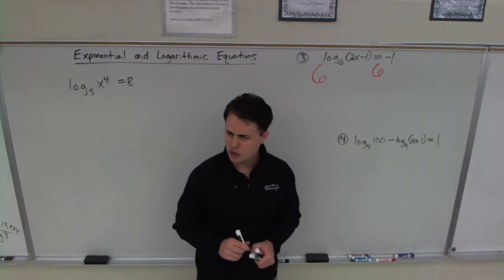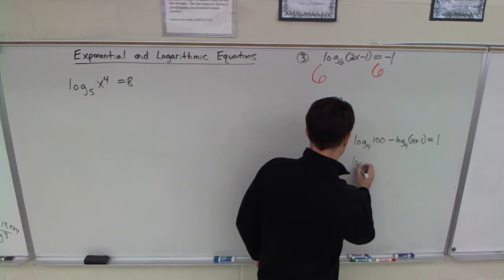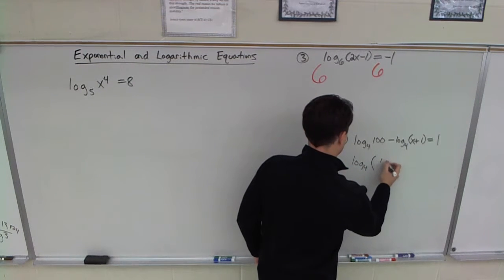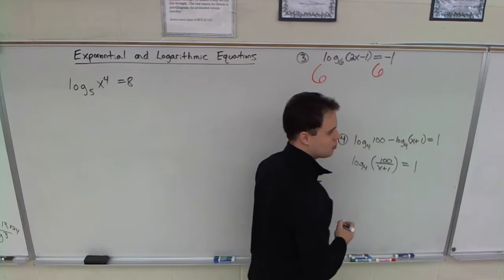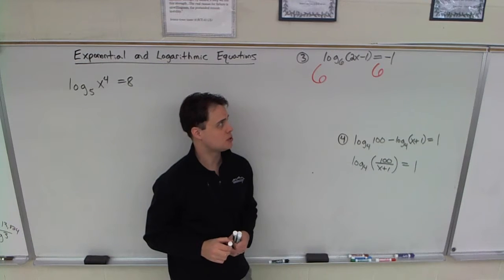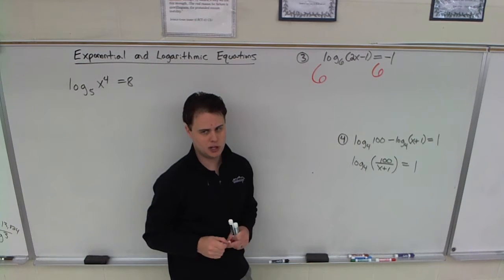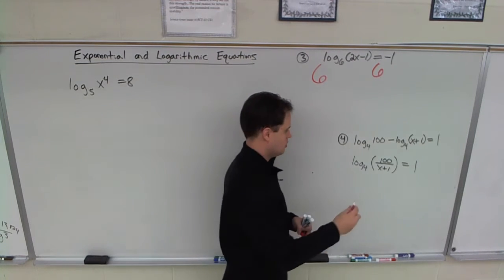Yeah, you guys heard Kyle use division. He said take these two logs, they're both base 4, stick them together. 100 divided by x plus 1. We've got a property that does that. Now it's just like the last question. Unlock it. To get rid of log, use exponential.